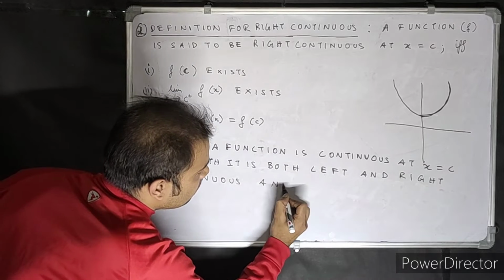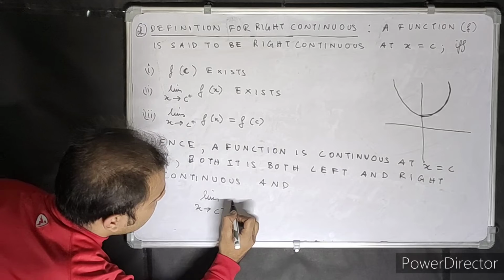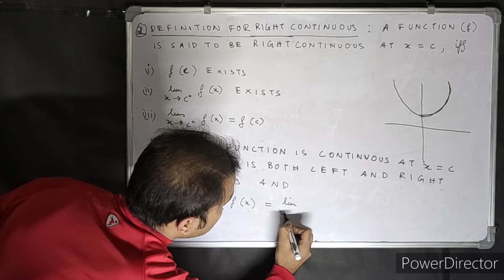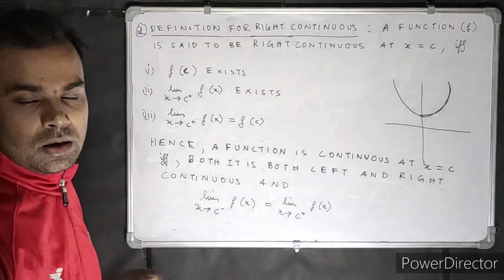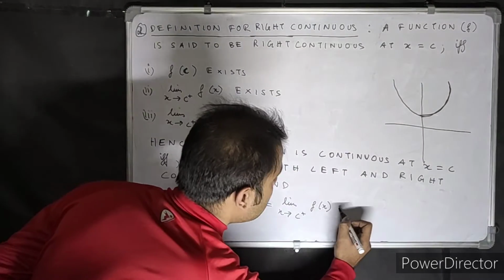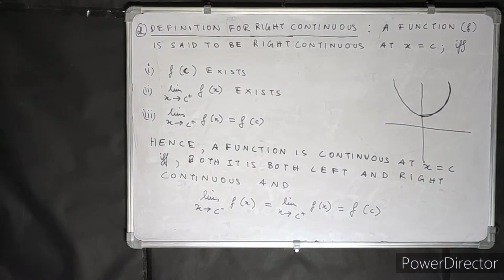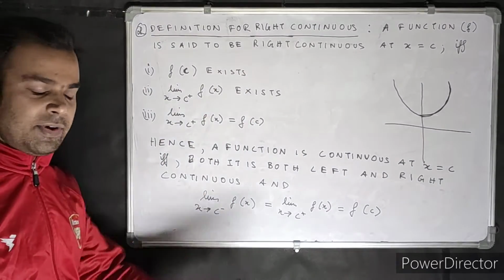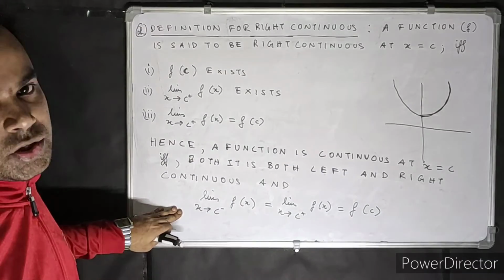and limit of x tends to c negative, f of x is equal to limit of x tends to c positive, f of x, for the same function, is equal to f of c. So this is basically what you need to write down. Okay, those things that you have written are very easy to understand, very easy to solve. This is when the whole function is continuous.